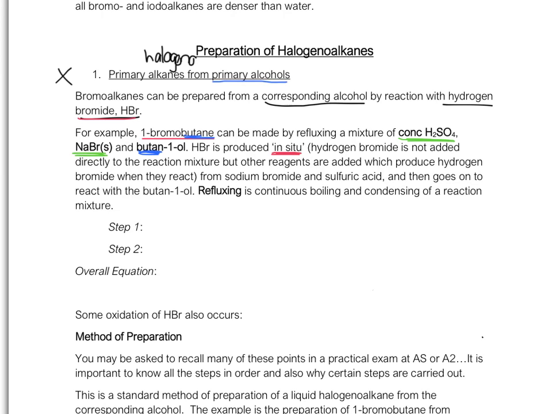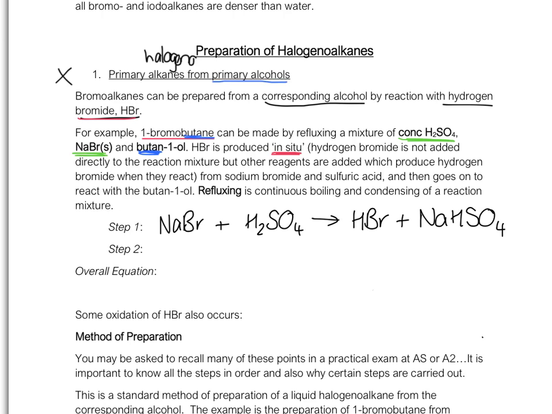What they do, first of all, is react together to give us our hydrogen bromide. So we've got sodium bromide reacting with sulfuric acid to give us hydrogen bromide and sodium hydrogen sulfate. Now that we've got the reactant that we want, our hydrogen bromide, it will then go on to react with our butanol.